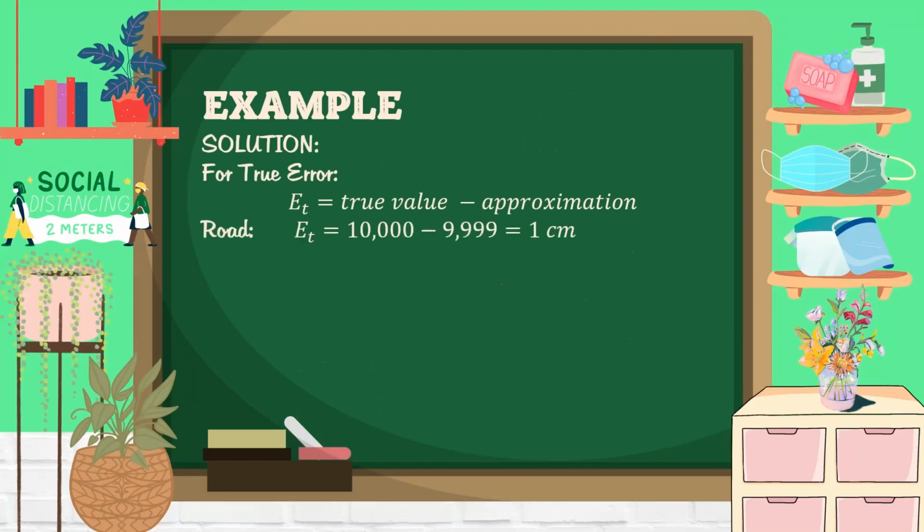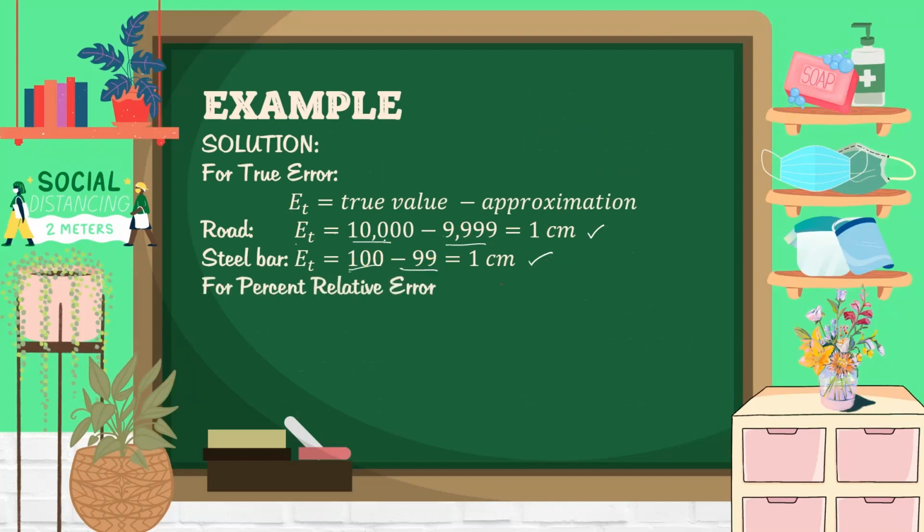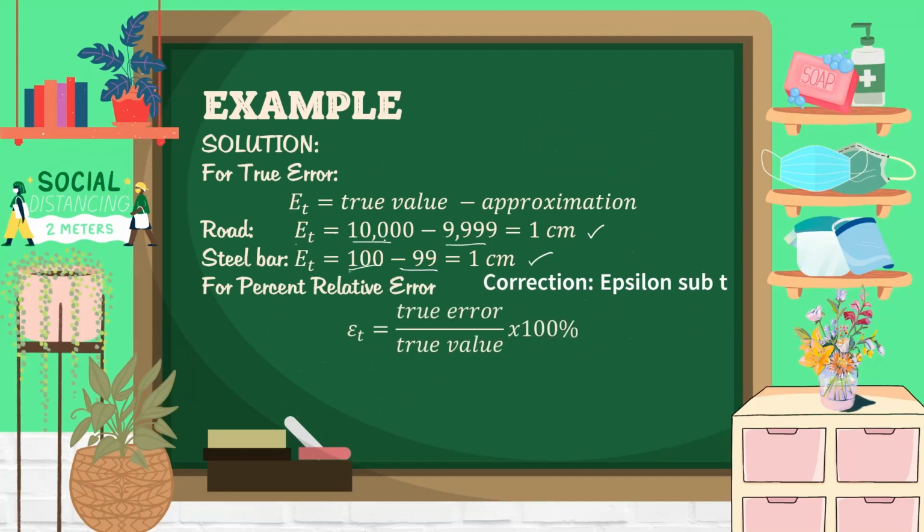For the road, E sub t will be equal to 10,000 minus 9,999, which gives 1 centimeter of true error, and the steel bar will also have 1 centimeter true error from 100 minus 99. We can calculate the percent relative error. Epsilon sub t is equal to true error all over true value multiplied by 100%.